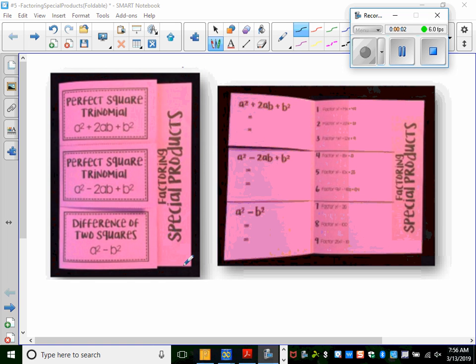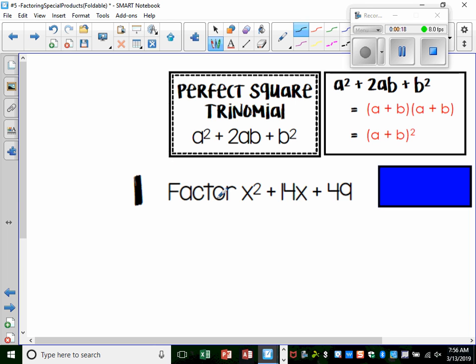But these are called special types of trinomials and binomials. And in most of our lessons, there's always some special cases. So these are just talking about the special situations you might come across, right? All right. So the first one we're going to talk about is what we call a perfect square trinomial.